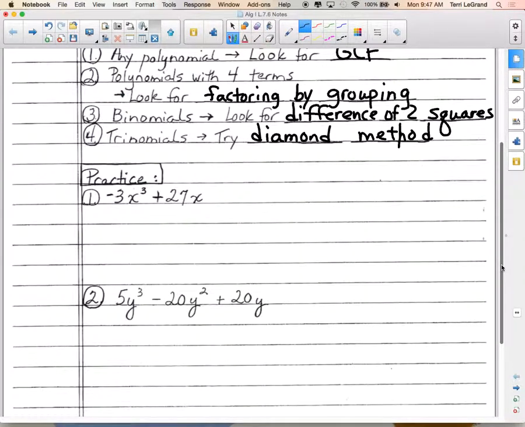Now notice, these are things that we say when we look at them. Remember, what's the first thing you're always going to do though, no matter how many terms there are in the polynomial? I don't care how many there are. 2, 3, 4. What are you going to do first? Look for a GCF. If you can GCF it, you're going to GCF it first. And then you're going to look at it and say, okay, do I have a 2-term polynomial? Do I have a 3-term polynomial? Do I have a 4-term polynomial? And then from there, use one of these other methods.